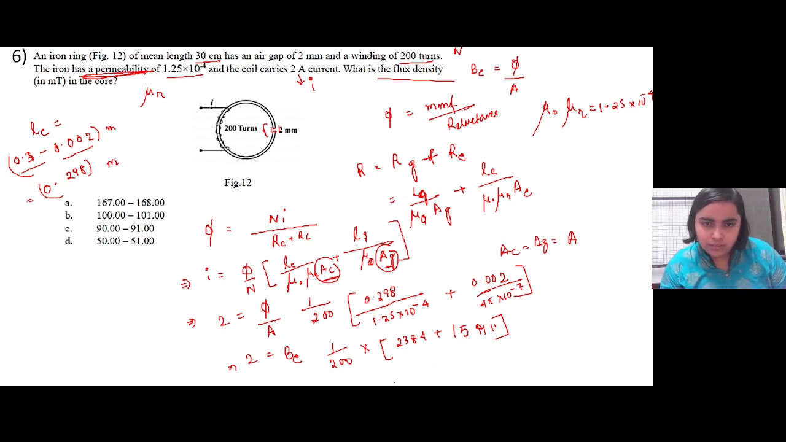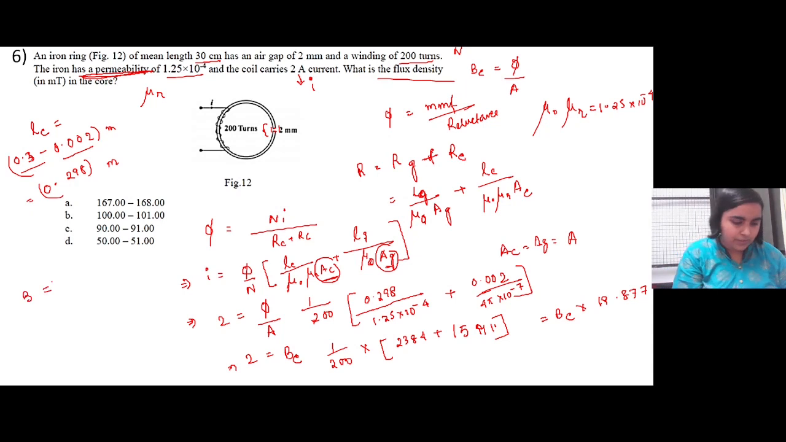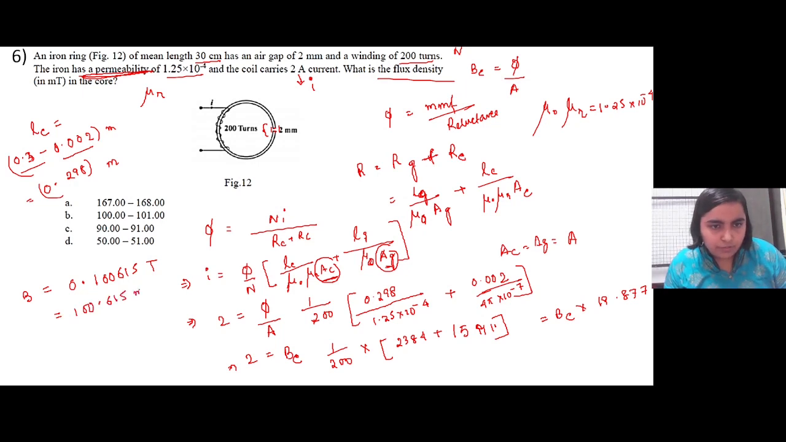So it is equal to B times 19.877. So B is 2 divided by 19.877. This comes out to be 0.100615 Tesla. We have to find it in millitesla, so it is 100.615 millitesla. So this falls within the region of option B.